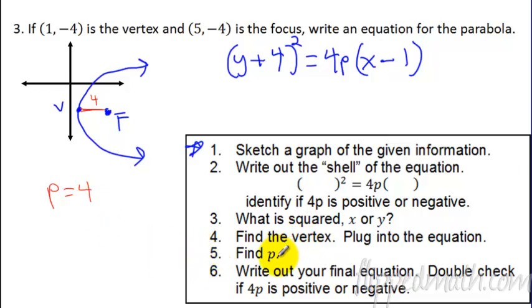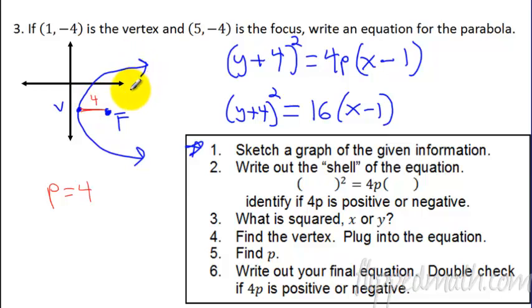Now that I figured out what p is, I just plug it into my final equation, and I am done. So my final equation is (y + 4) squared equals, plug in a 4 there, I'm going to get 16(x - 1). And then let's just double check if it's positive or negative. It is opening to the right, so it is positive. So this is a positive right there. That's just this thing, double check positive or negative, okay?